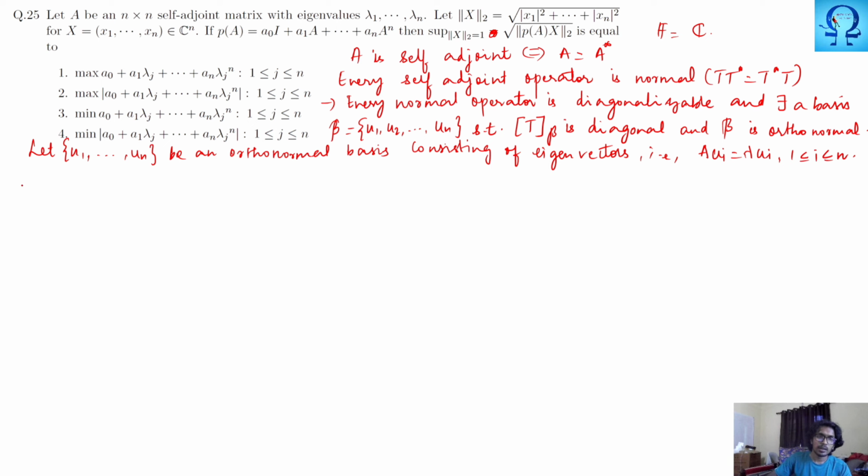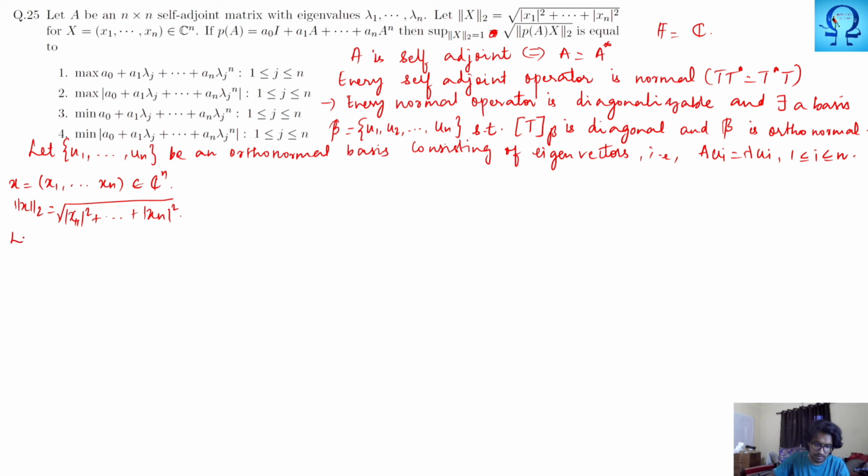Let us choose an element x which is a vector in Cn. Then how is the norm defined? Norm of x 2 is defined in the usual sense, that is, square root of absolute of x1 whole square, etc. till absolute of xn whole square. And we are interested in finding the supremum of the square root of norm of P of A x, right? That is what we will have to find.